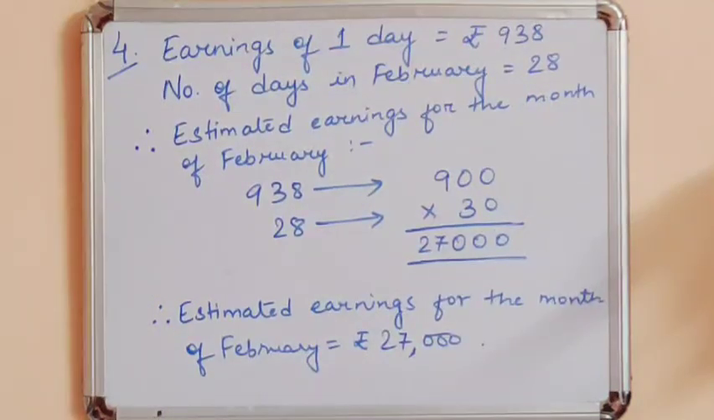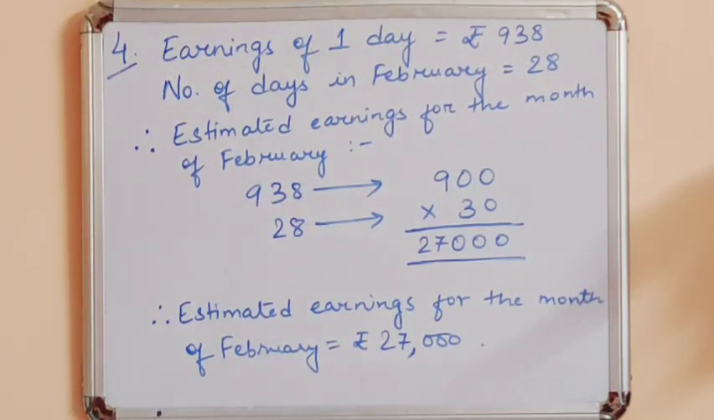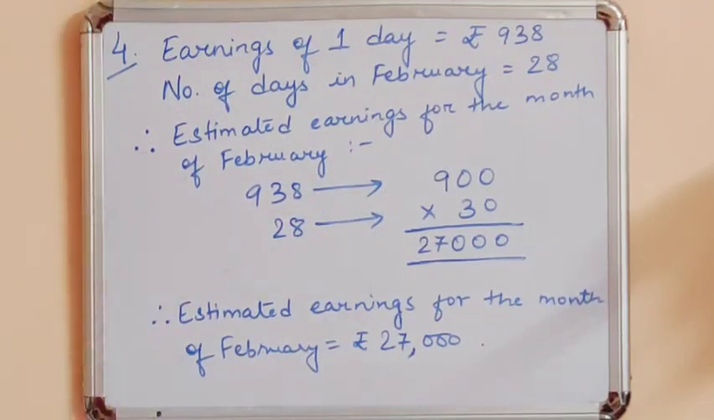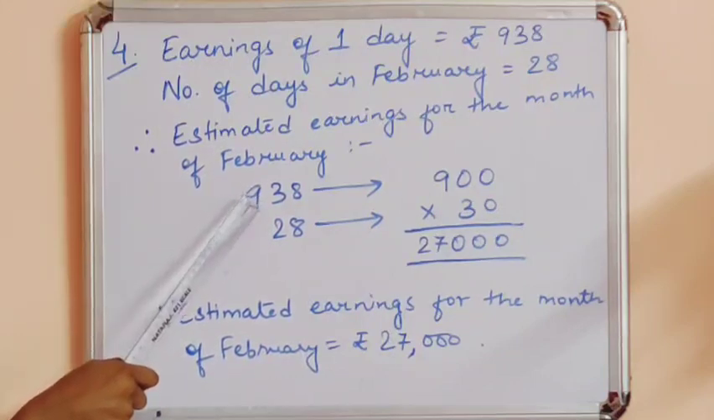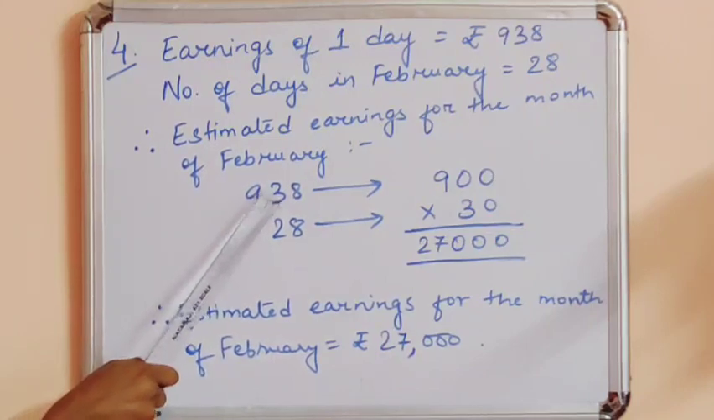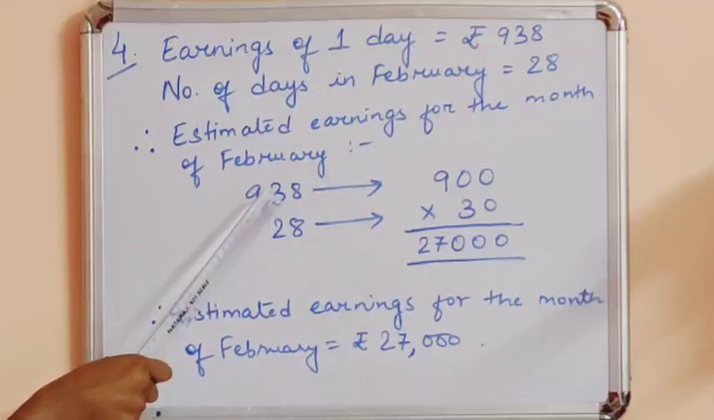Number 4. A man earns rupees 938 every day. Estimate his earnings for the month of February. So earnings of one day is given, rupees 938, and number of days in February is 28. So the estimated earnings for the month of February, that means we have to round off these two numbers. So if you round off 938 to the nearest hundreds, you will get 900 because if you are rounding off to the nearest hundred, you have to look at the tens digit. So tens digit is 3.